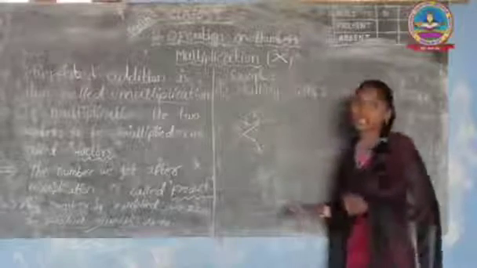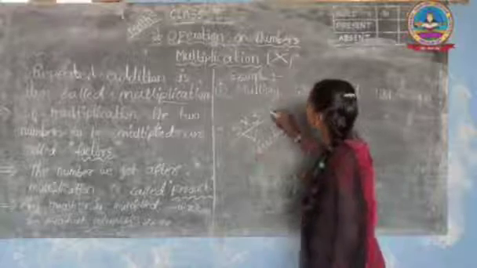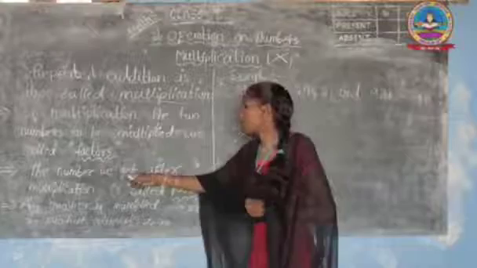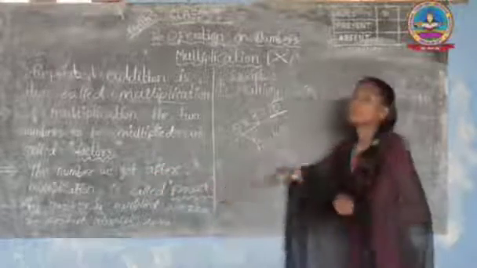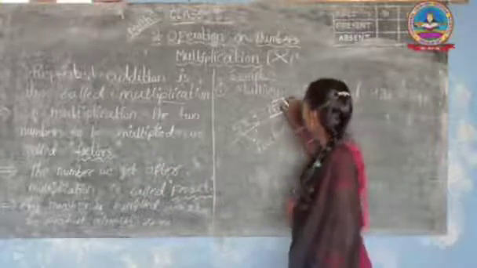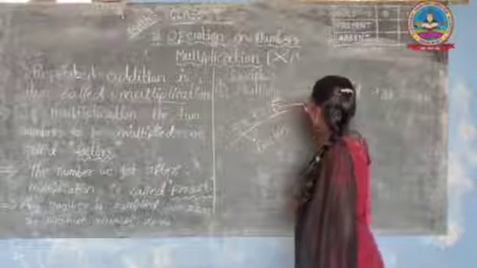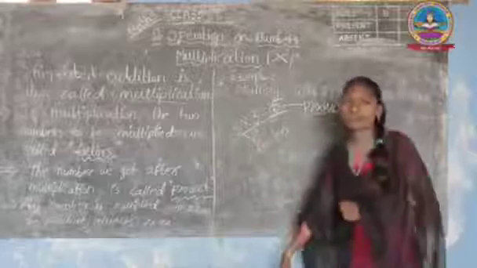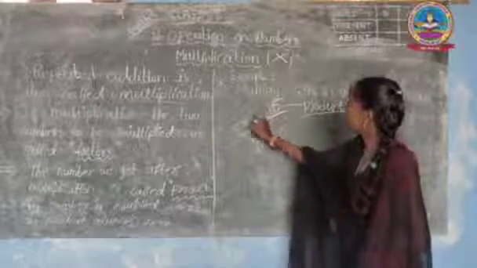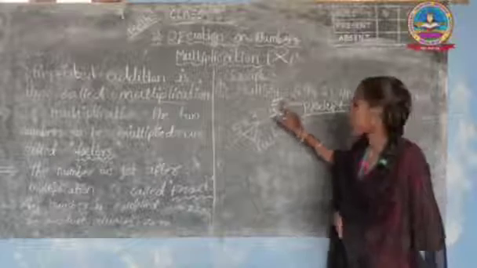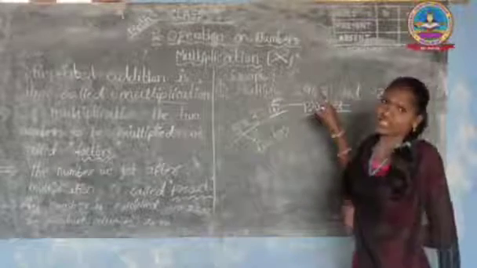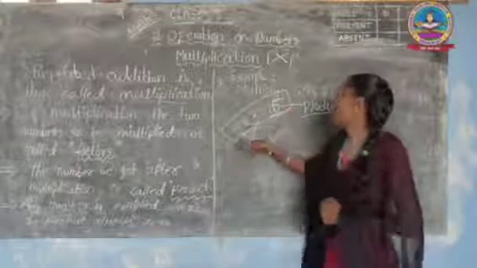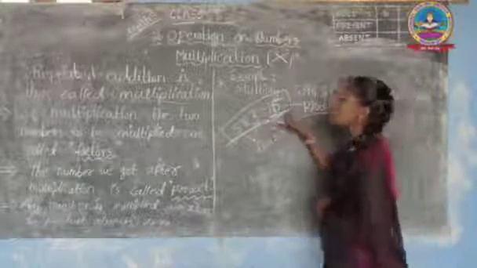And what is the product? Yes, 5 into 3 is 15. The number we get after multiplication is called the product. So this is the answer, and it is called the product. After multiplication we get the answer, and that answer is called the product. So this is the multiplication statement: 5 into 3 is equal to 15.